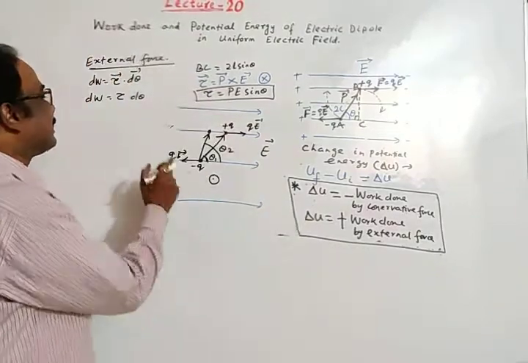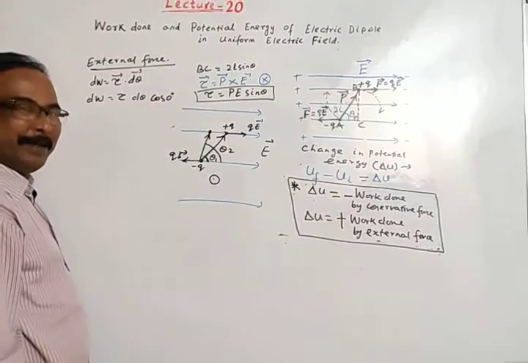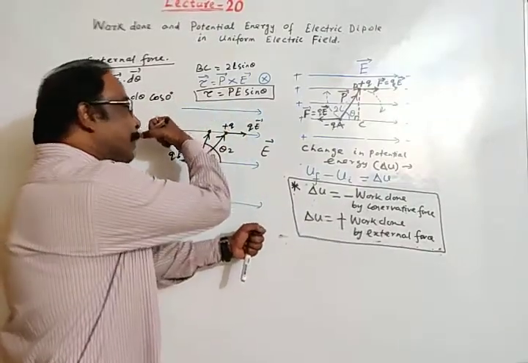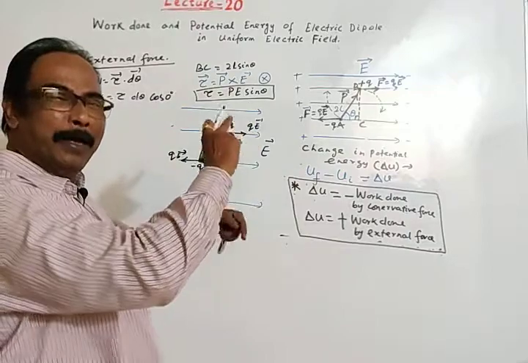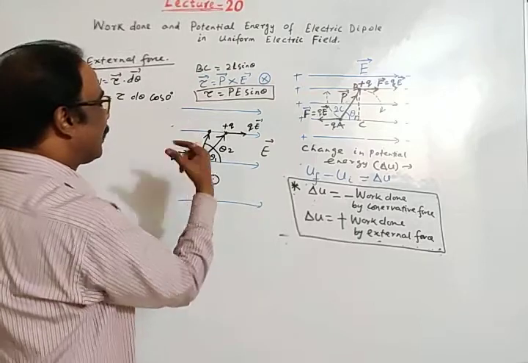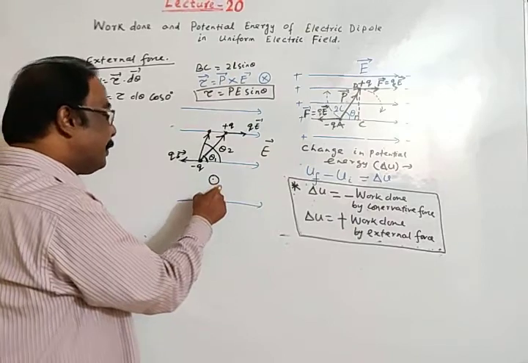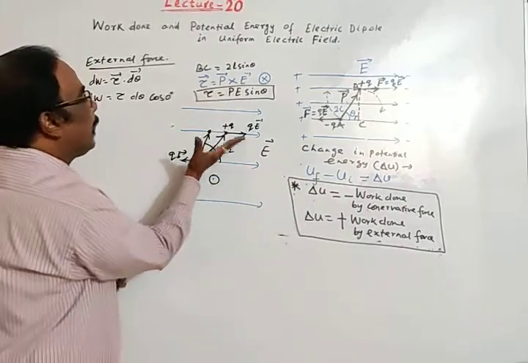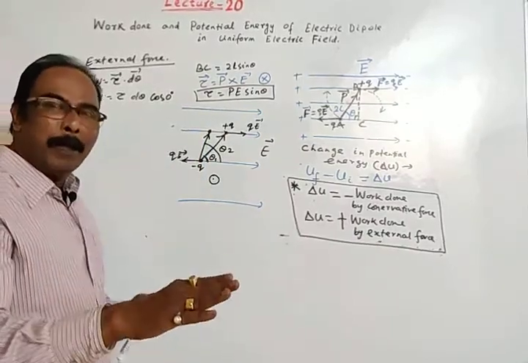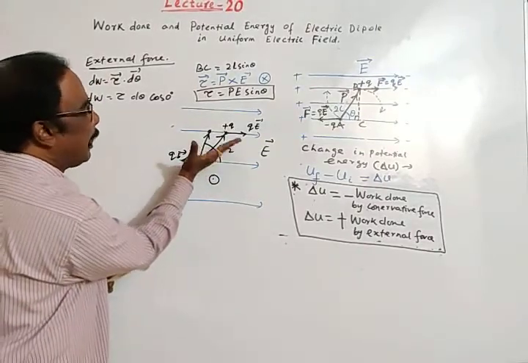Then in this case, the angle will be 0 degrees, meaning cos 0. The torque is applied to rotate the dipole in anti-clockwise order, and the dipole is rotating in anti-clockwise order, which means the torque is applied anti-clockwise, and the direction of torque is outward, represented by a dot. If angular displacement changes in anti-clockwise order, the direction of angular displacement is calculated by the right hand thumb rule from theta 1 to theta 2.